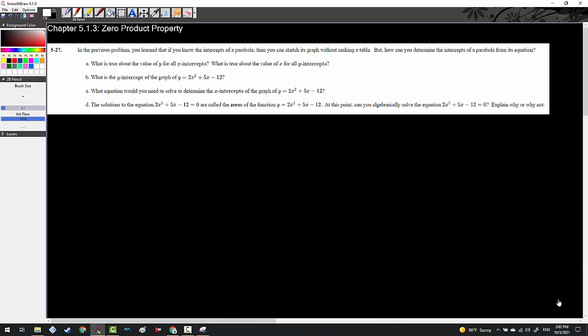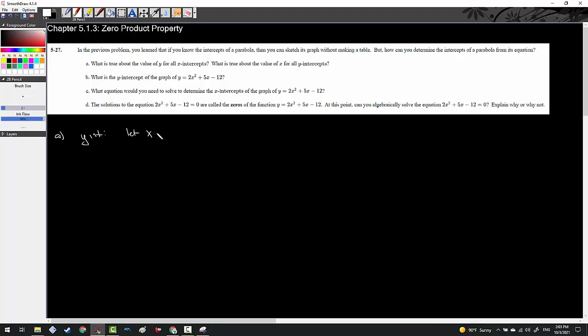And in 5-27, it says in the previous problem, you learned that if you have the intercepts of the parabola, then you can sketch the graph without making a table. But how can you determine the intercepts of the parabola from its equation? So let's talk about what intercepts actually are. It says what is true about all of the y values for all the x-intercepts, and then the x value for all the y-intercepts.